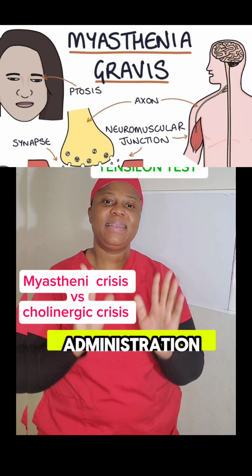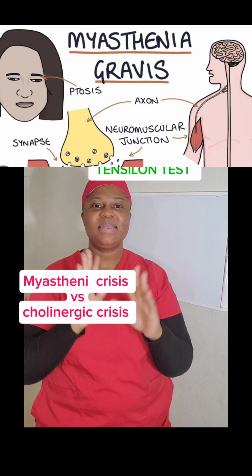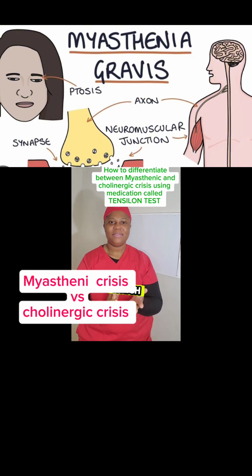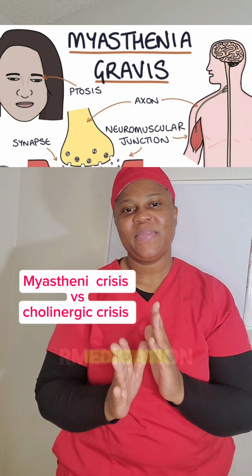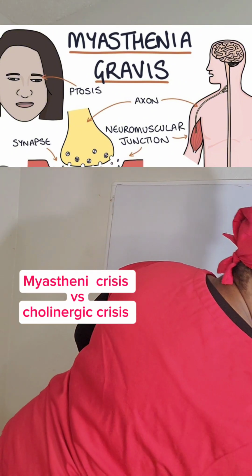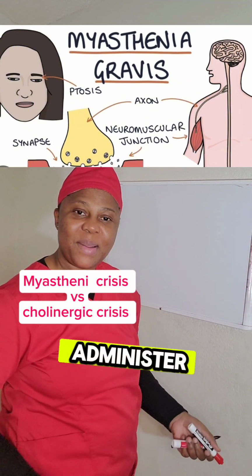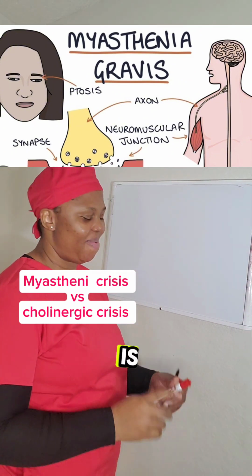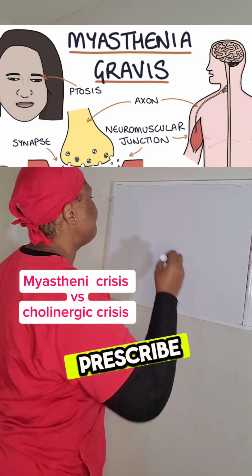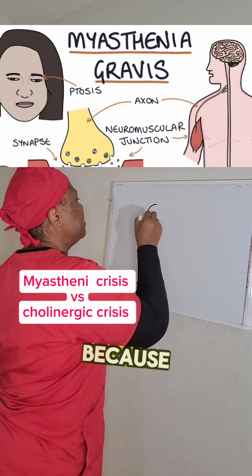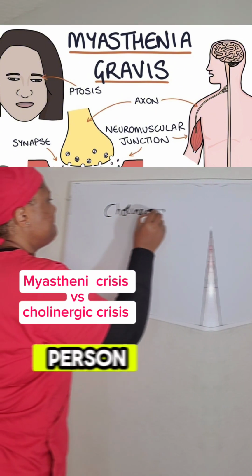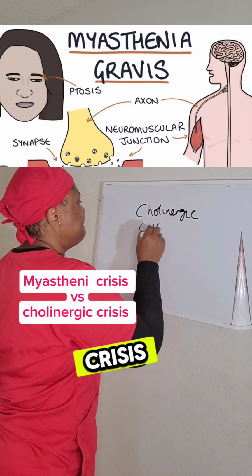After administration of this medication, there will be a severe muscle weakness, which shows that there is an overmedication. The patient has been overmedicated. Please prepare to administer the antidote, which is atropine. Prescribe atropine, because there is an overmedication. That is why this person is having cholinergic crisis.